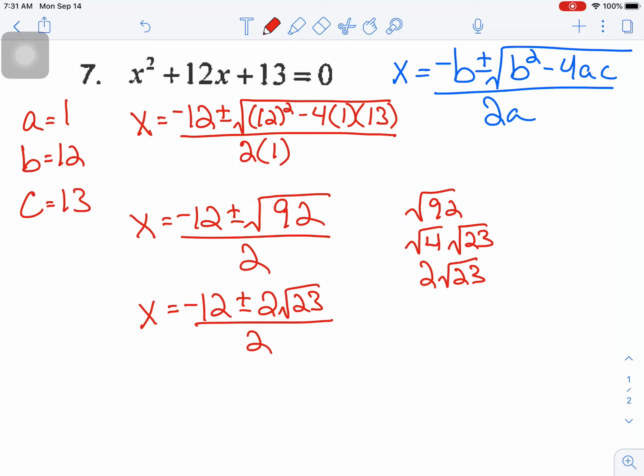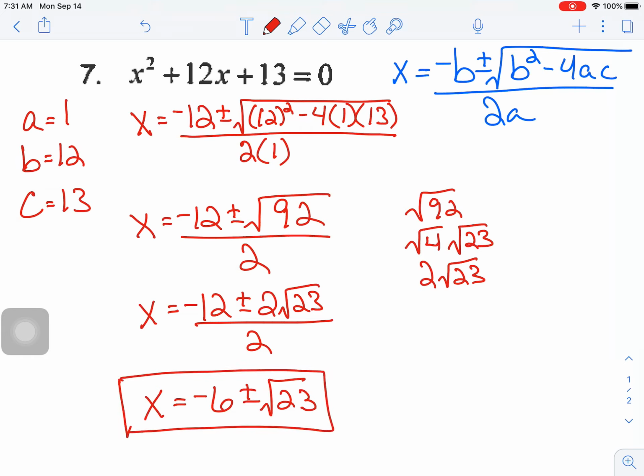And the last step that I'm going to be looking for is, can we divide this? My numerator has 2 terms. I have a negative 12, that's a single term, and then 2 root 23 is its own term. If I'm going to divide by this denominator, I need to make sure that both parts of the numerator can be equally divided by that denominator. And in this case, they can. So x is equal to negative 6 plus or minus root 23. And that is as simple as this answer gets. So yes, leave that as your final answer.